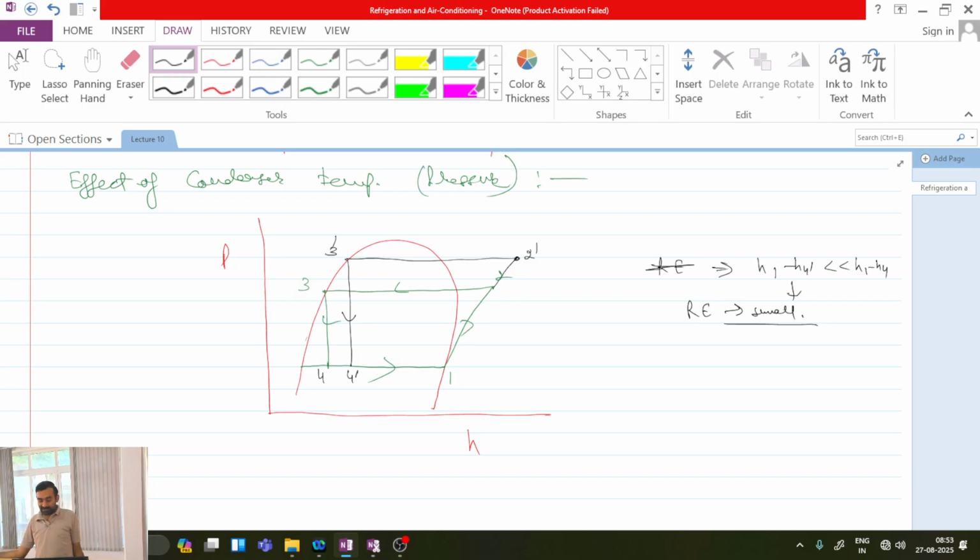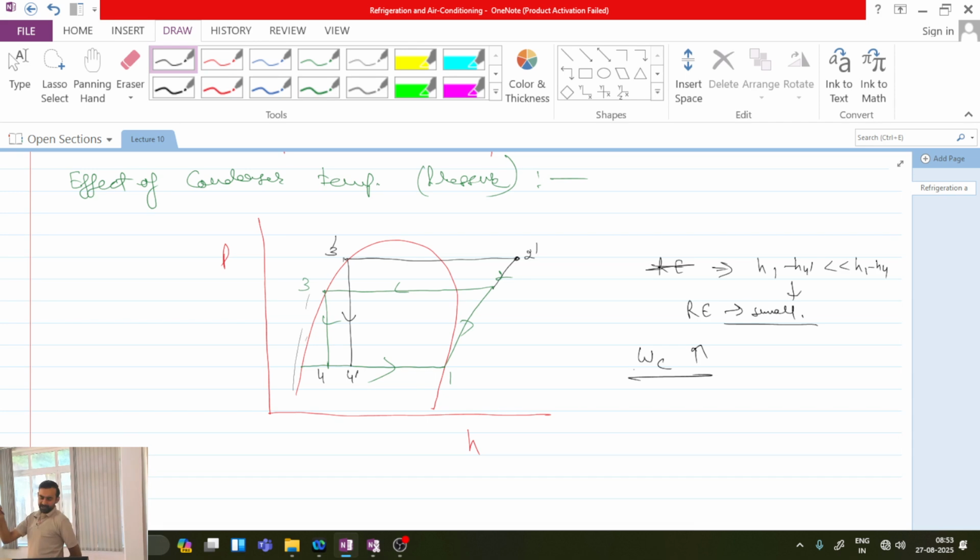Fine. Usually this line is more of a vertical; I have made it too inclined. Because it is vertical, the change between point 3 and 3 dash will be very, very small. Is this point clear? So with increasing condenser temperature, the refrigeration effect decreases, but the decrease is very, very small. On the other hand, if I talk about work done, compressor work increases significantly.